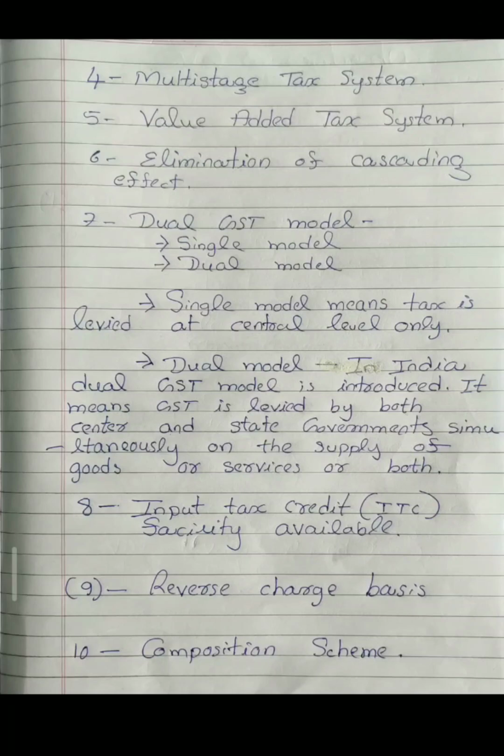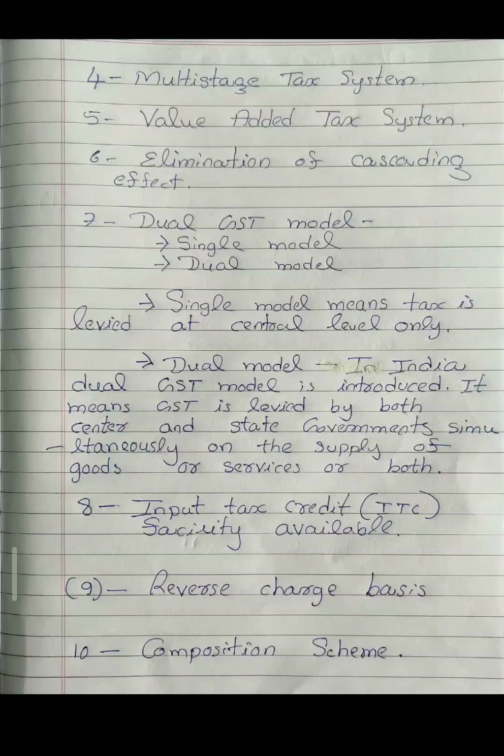Fourth, a multi-stage tax system. GST follows the principle of value addition, or value added tax. It eliminates the cascading effect. Cascading effect means double taxation. And seventh, in India, the GST model is a dual GST model.